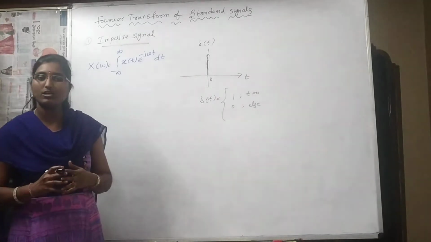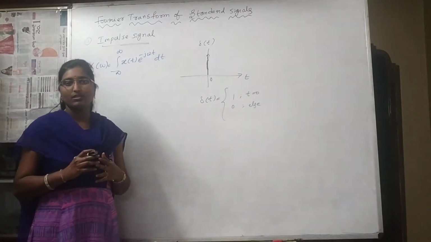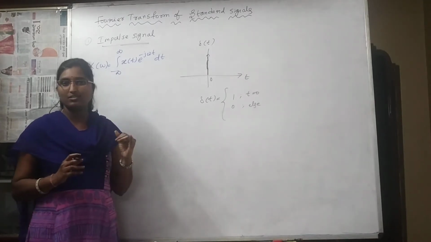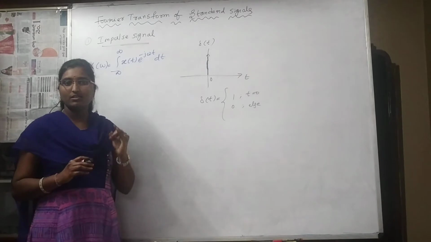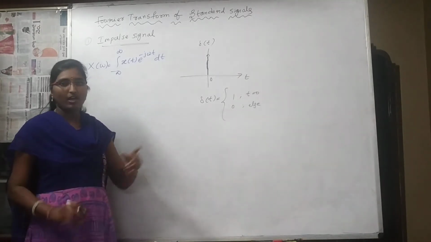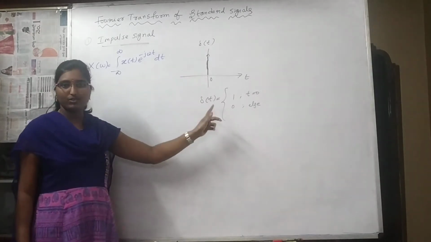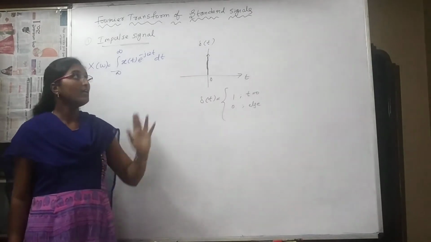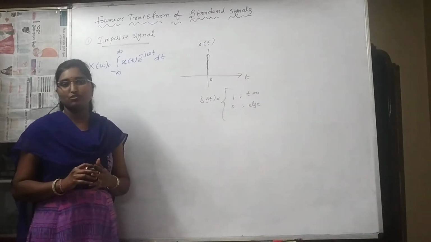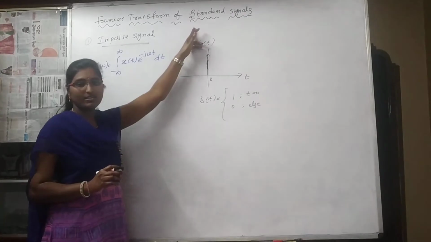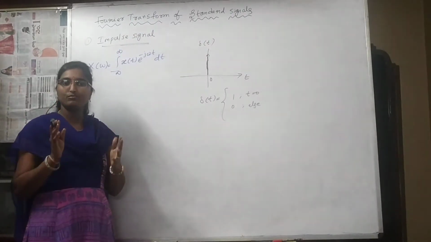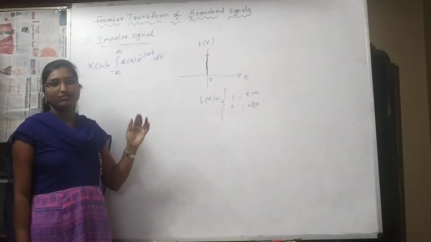In your first unit you learned some standard signals, right? Twelve standard signals you learned, like the impulse signal, unit step signal, ramp signal. We have seen these standard signals along with the graphical representation and the functional representation. Around 12 standard signals we have seen in the first unit. For those standard signals we will observe the Fourier transform. That means we will apply the Fourier transform to those standard signals.